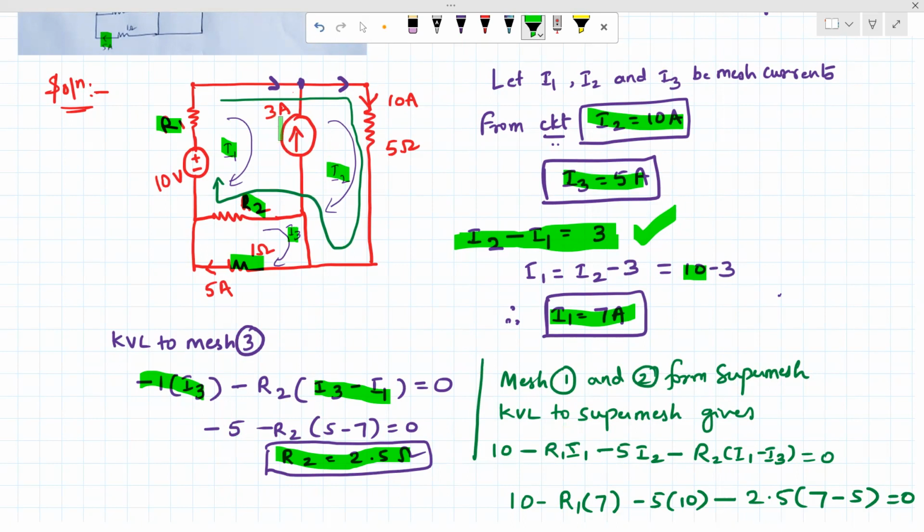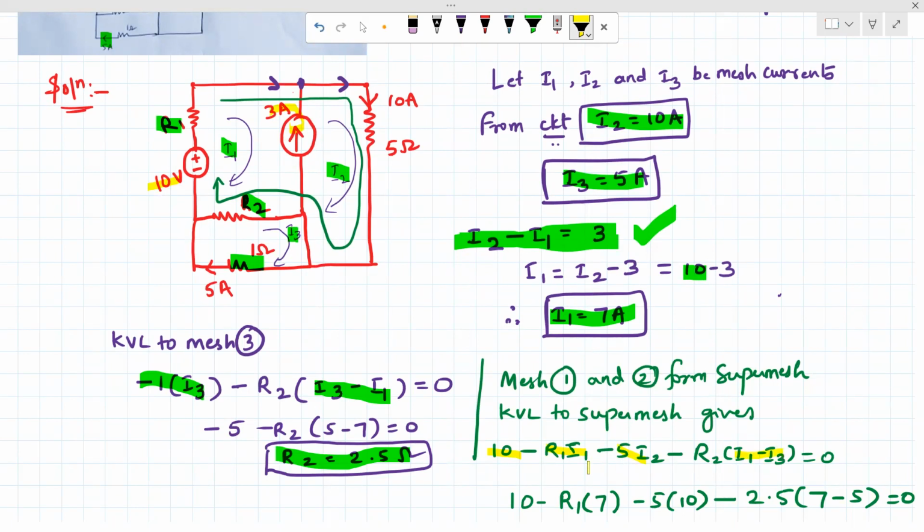Seeing this circuit, since the 3 amp current is common, this will form a supermesh, which I have highlighted in the green line. Applying KVL to the supermesh, what do you get? We'll start with 10 volt. It is going from minus to plus, so it is plus 10. Then there is minus I1 R1, which I have written here. Then coming to this, it is minus 5 I2. Then this supermesh goes through R2. We are going in the direction of I1, and the opposite current coming is I3, so it is R2 times (I1 minus I3).